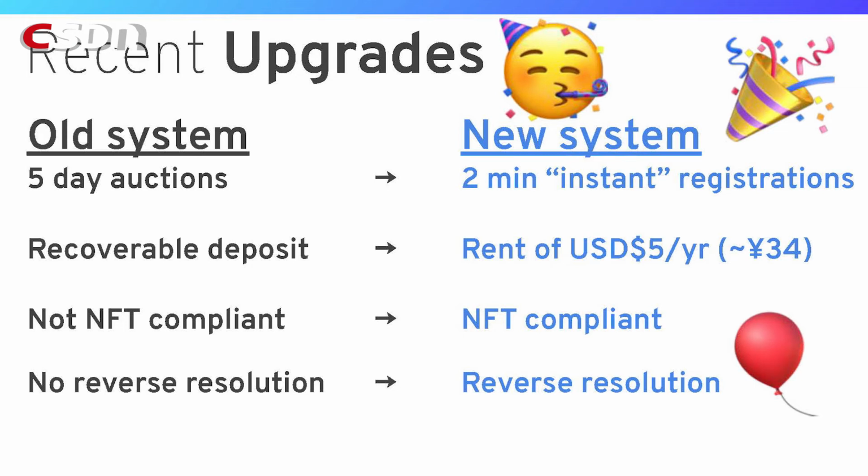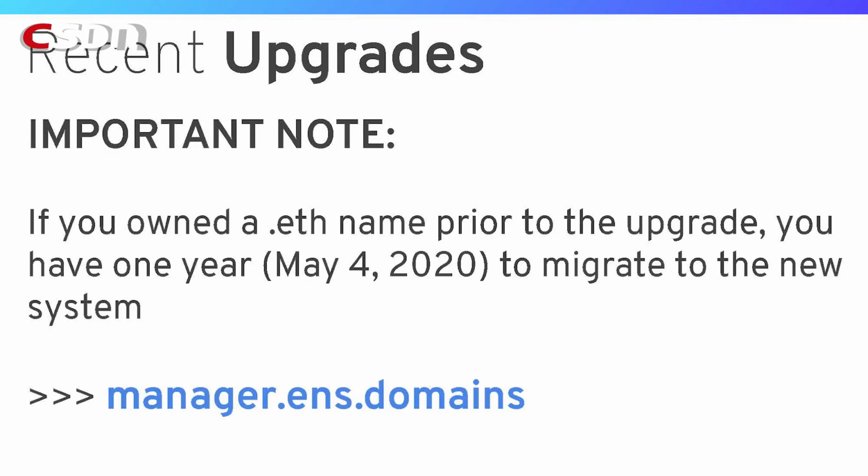Important note, if you owned a .eth name prior to the upgrade, which happened on May 4th, 2019, you have 1 year to migrate to the new system. And if you don't, you will lose your name, or at least it'll be released back into the system. So you can do that at our manager, this is the website for it. It's very easy. You just click one button, and it migrates over to the new system.